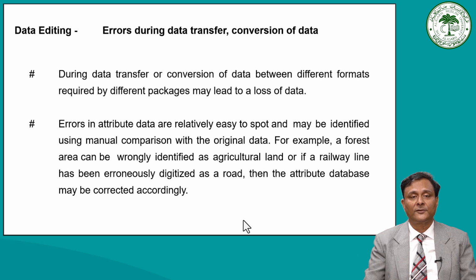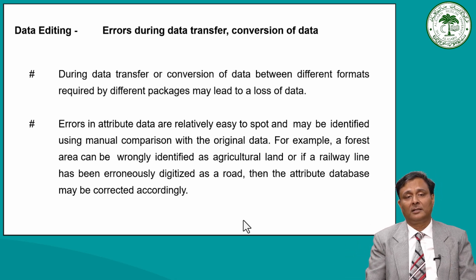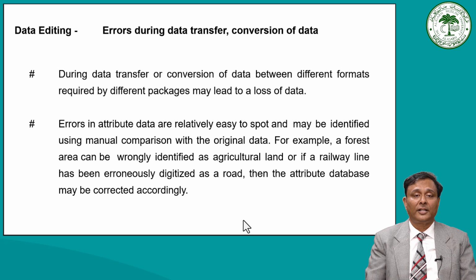During data transfer or conversion of data, different formats are required by different packages, and this may lead to loss of data also. You recall we mentioned the raster data conversion, and there on the basis of the grid cells some errors may come. So this is where we need to be a little cautious. Again, another kind of error during transfer and conversion may be errors in attribute data. They are easy to spot and may be identified using manual comparison with the original data. But there again we need to be cautious.